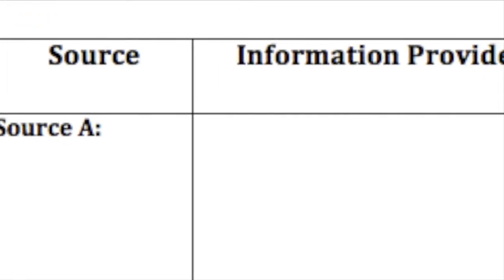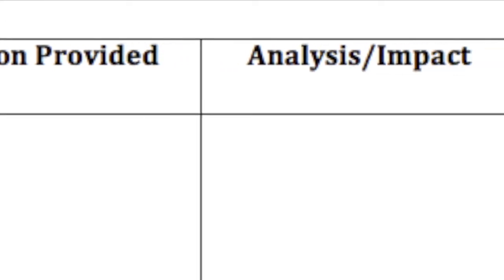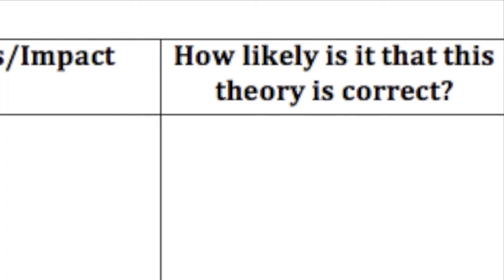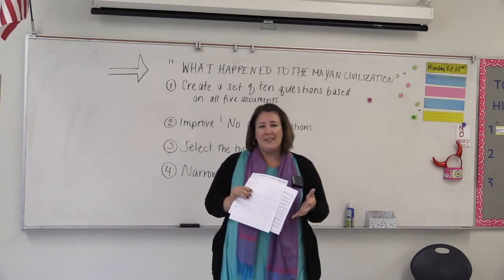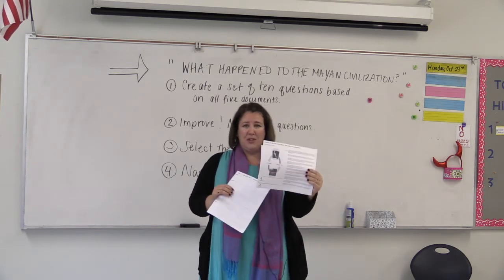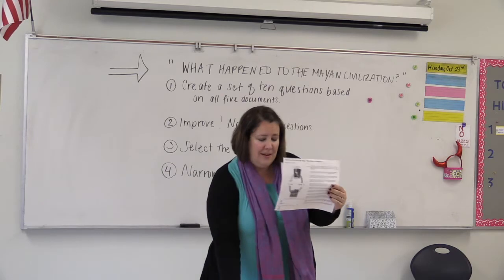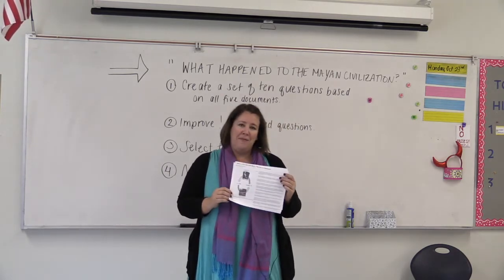The graphic organizer asked for a summary of their source. It asked for some analysis or impact of what their document had on them. And it talked about how likely it was that this specific theory was correct. So I allowed about 12 to 15 minutes, depending upon the class, with just their source document groups. Then each document also had a number at the bottom. And these were pre-numbered before class started, 1 through 5.